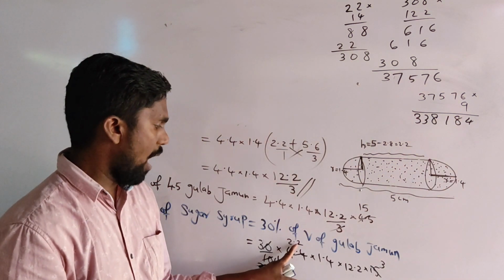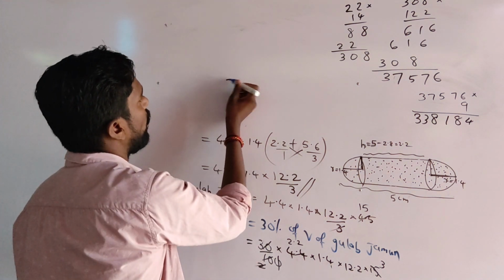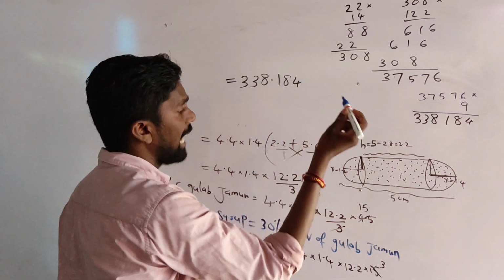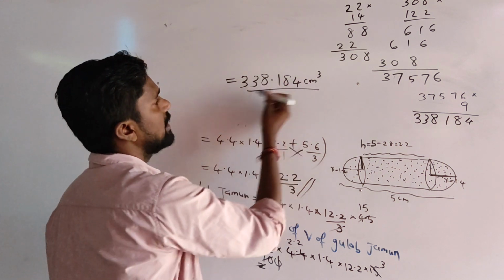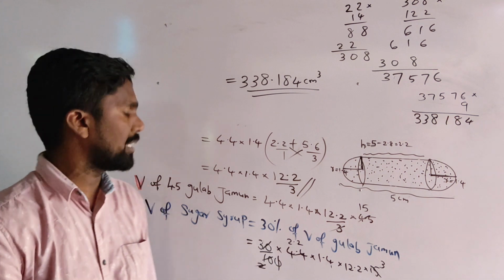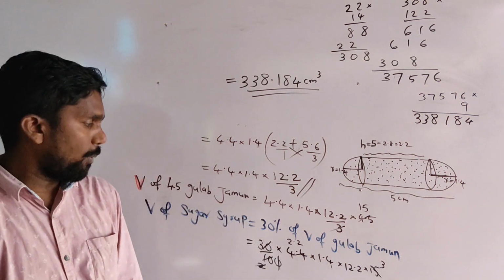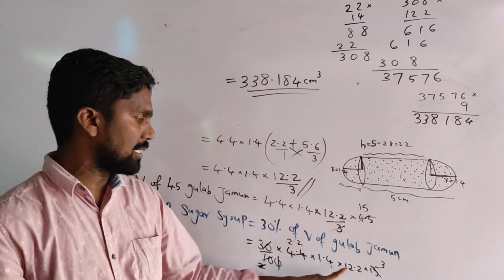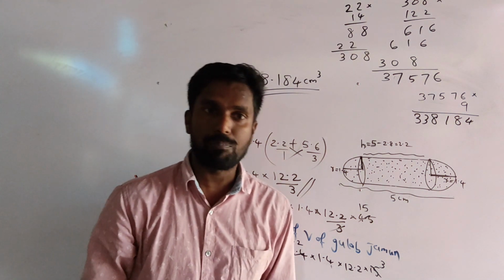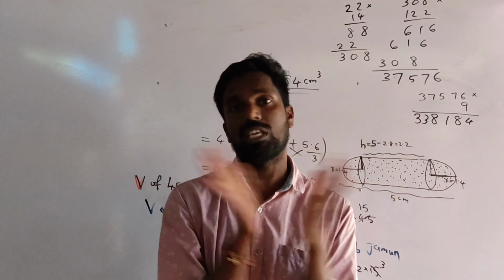338194 decimal. After decimal 1 digit, here 1 digit, here 1 digit, that is equal to volume of sugar syrup, that is 338.184, that much centimeter cube. This is the volume of sugar syrup. First of all, 2.2 into 1.4, multiply that answer into 12.2, that answer into 9, that is point after decimal 1 digit, here 1 digit, here 1 digit, so that total 3 digits after decimal. So 338.184, that much centimeter cube is the volume of sugar syrup.